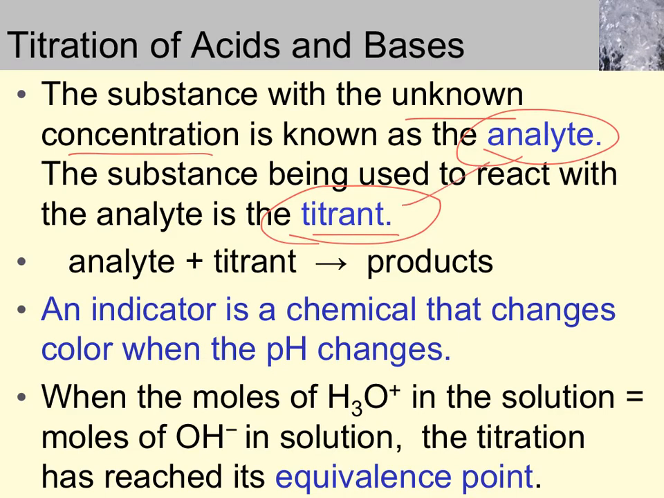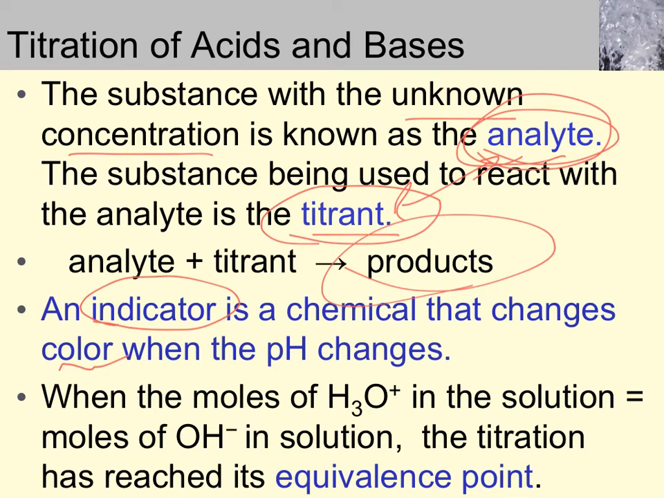Okay? Those two react with each other to form some type of product. And because of that, you can very accurately determine the concentration of the analyte through stoichiometry. One other ingredient, a third ingredient that's needed in a titration, is some type of indicator. It's typically a color indicator that is chosen so that it changes colors right at the equivalence point.